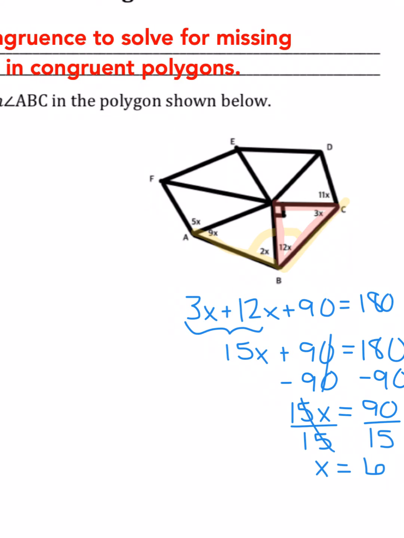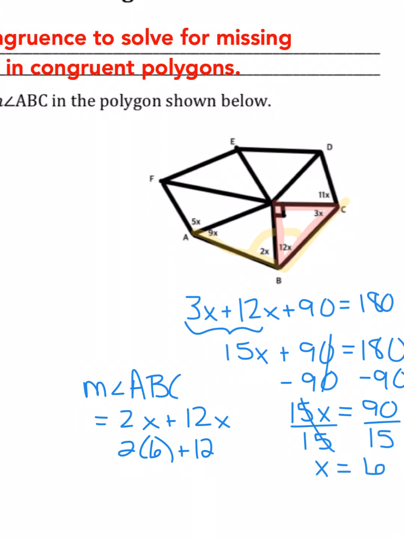Now that's a very important part of the problem, but I'm not finished because now I need to go back and remember my goal was to find the measure of angle ABC. So since the measure of angle ABC is comprised of 2x plus 12x, what I'm now going to do is substitute x in as 6.